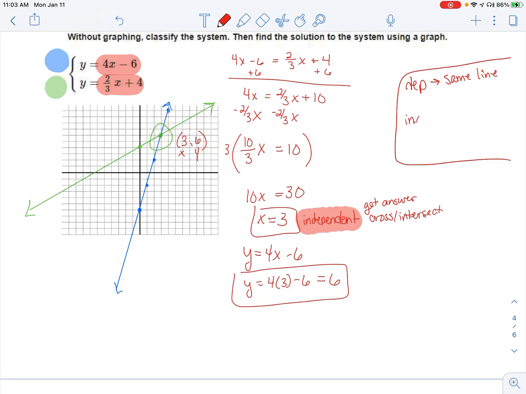And then inconsistent would mean that they are parallel. Okay. And then, like I said, independent means that they cross or they intersect. Okay. So there you go.